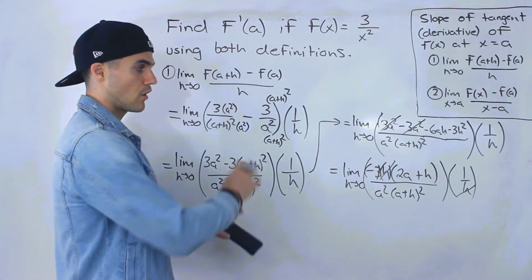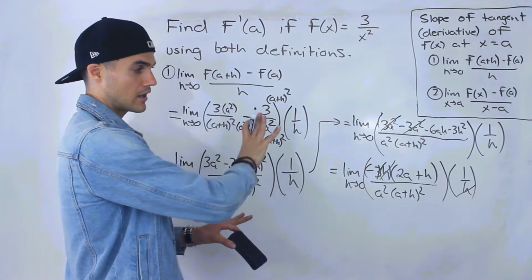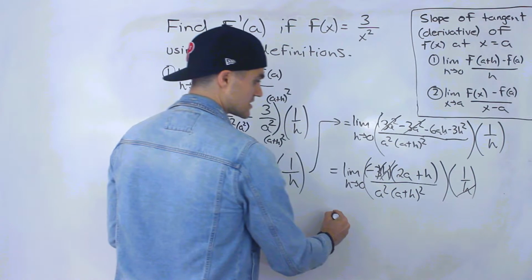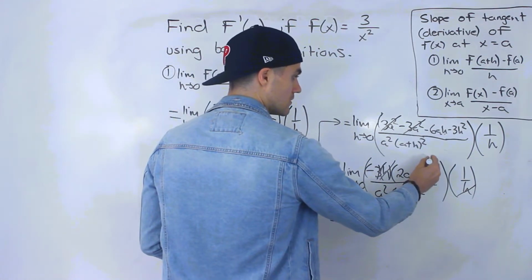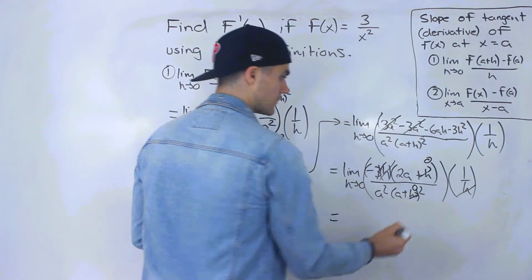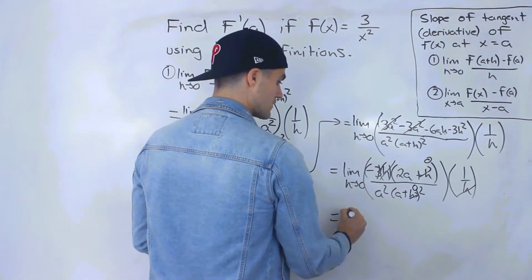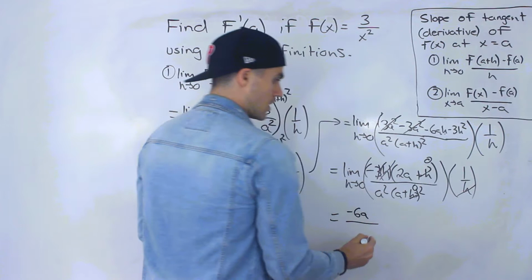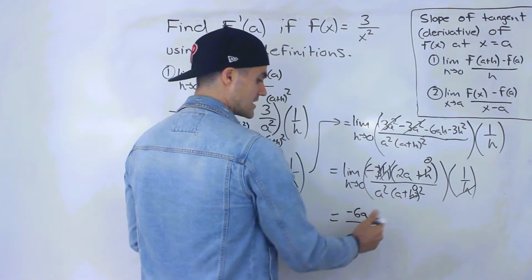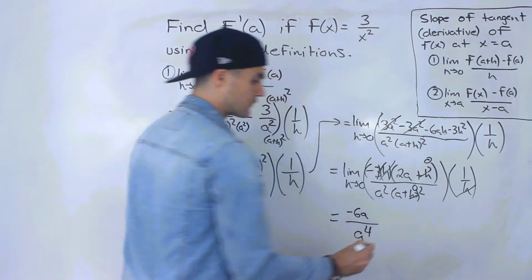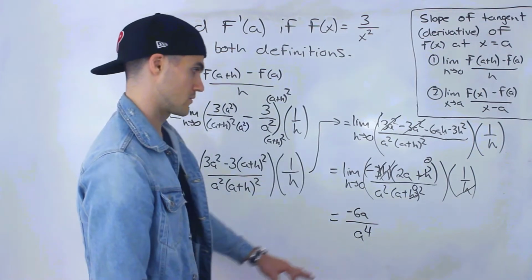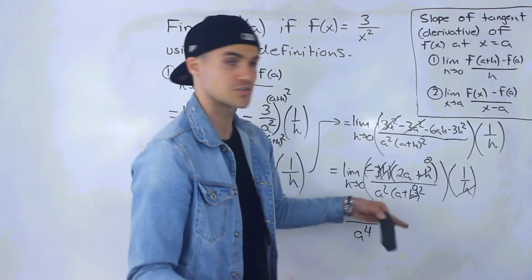And now with all the remaining stuff, we can plug in that h value of 0. So this would go to 0, and then this would go to 0. So we'd be left with what? Negative 3 times 2a, which would give us negative 6a, all over a squared times a squared, which is a to the power of 4, right? Because this would be a plus 0 squared, which is just a squared.